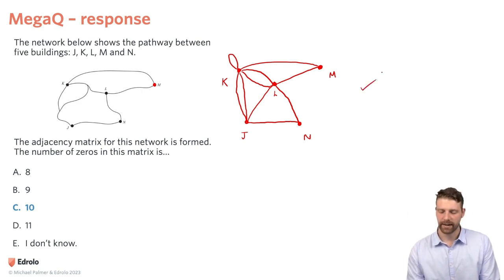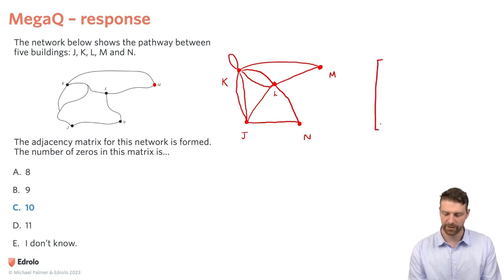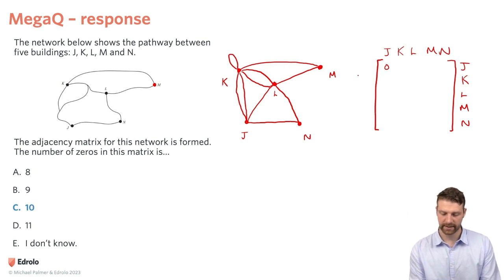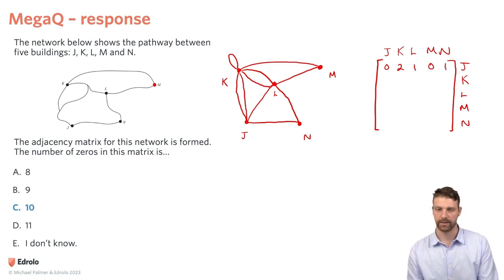And so now I need to make an adjacency matrix. So that's only halfway done. So let's make our adjacency matrix. You can actually make it in any order you like, but I'm going to do J, K, L, M, N in alphabetical order. Okay, so looking at J, J doesn't connect to itself. It connects to K twice. It connects to L once, to M no times, to N once.